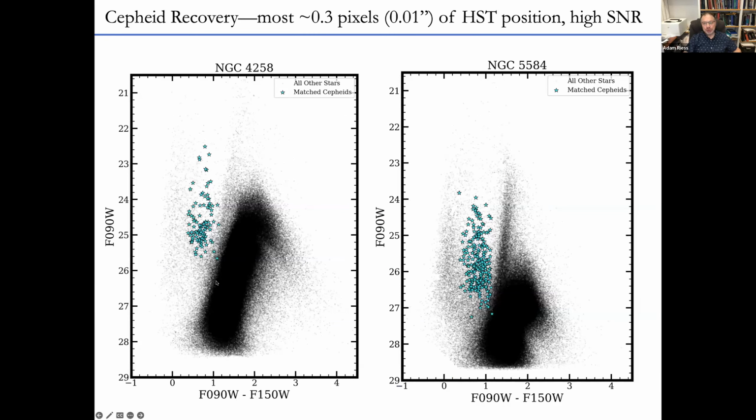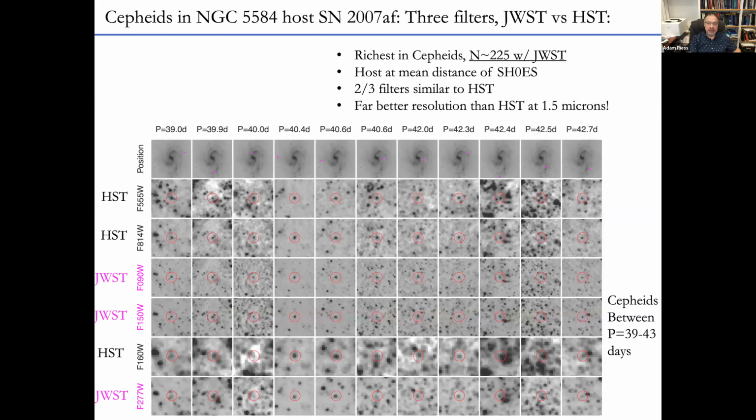Here are the color magnitude diagrams of all the stars in the fields for NGC 4258 and NGC 5584. The positions of the Cepheids are as expected in the instability strip, this sort of gap between blue stars and red stars where yellow supergiants live. Cepheids, of course, are some of the brightest stars in galaxies, which is what makes them such good standard candles for measuring distances. Here, this shows postage stamps of individual Cepheids in these galaxies. Here, showing NGC 5584, I'm showing a range of periods from about 39 to 43 days. So this is just a small sample of the 225 Cepheids we observed in this galaxy.